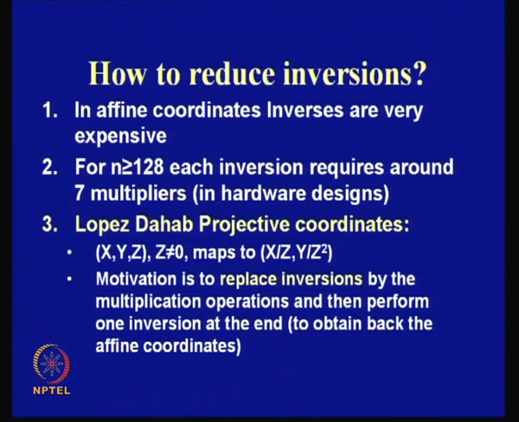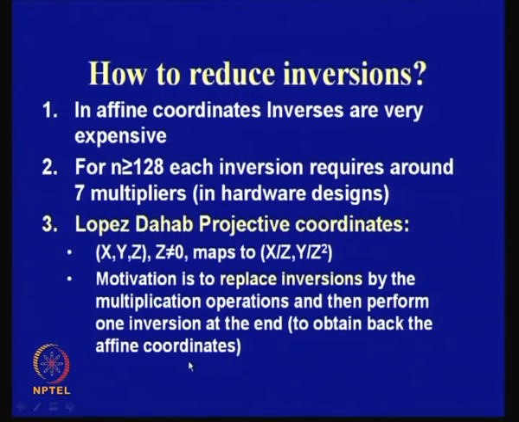So, therefore, there was one projective coordinate system called the Lopez-Dehab projective coordinates, where x, y and z are the 3 projective coordinates. The affine coordinate small x is equal to x by z and small y is written as y by z square. Okay. So, that is written as this (x, y, z) equivalence class. So, the motivation is to now replace these inversions by multiplication operations and then perform one inversion at the end to obtain back the affine coordinates.